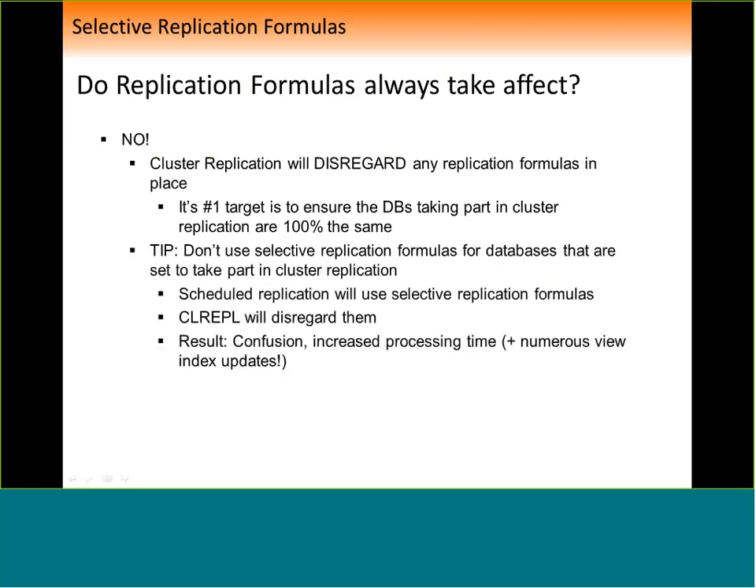Another thing to know is that you should not be using selective replication formulas on databases that are set to take part in cluster replication, or even better, you should not make those databases take part in cluster replication when they have some selective replication formulas, because scheduled replication will actually consider those selective replication formulas, and it will recalculate the contents of databases when replicating, but then after that, cluster replication kicks in, and it's going to disregard it and make sure the databases are identical, which essentially results in confusion and increased processing times, not to mention the view index updates.